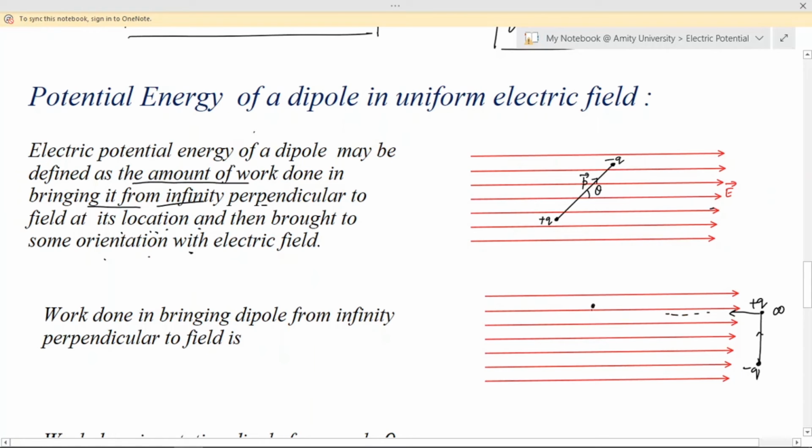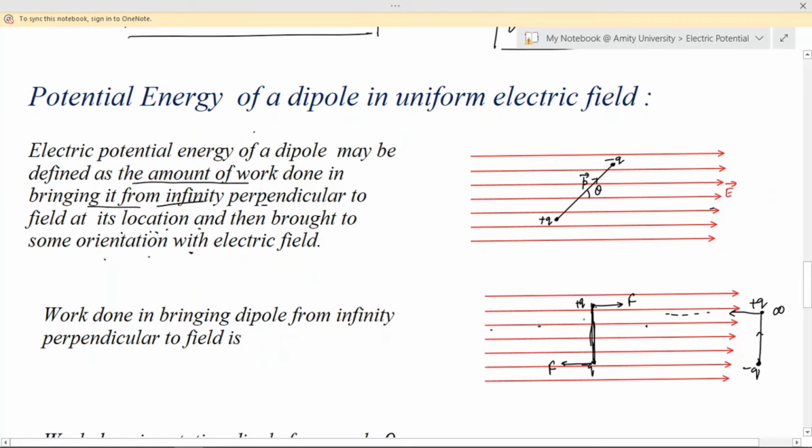Suppose it is moved till here, perpendicular to the direction of E. So wherever it is required, at this location, or at this or at this, we see that at every moment the force experienced by both the charges are always equal and opposite, so that the net force is 0, and also the line of action is the same. The line of action is not different, they are same, so that the net torque is also 0. So since there is no torque, then no work is done.